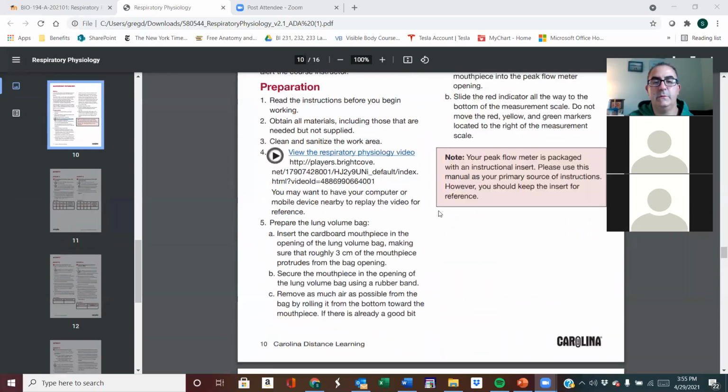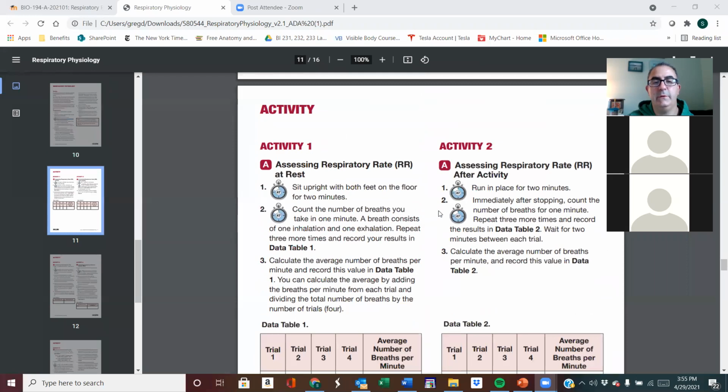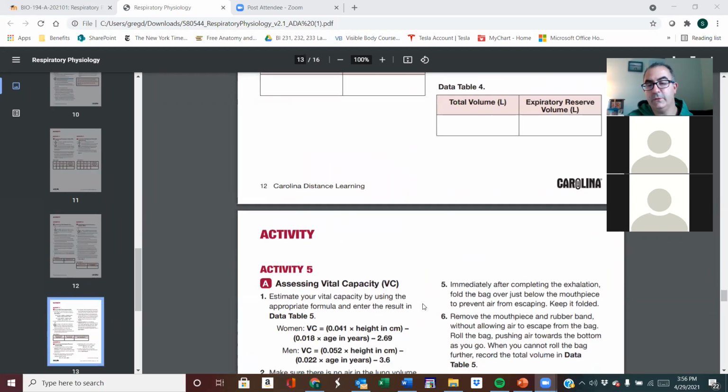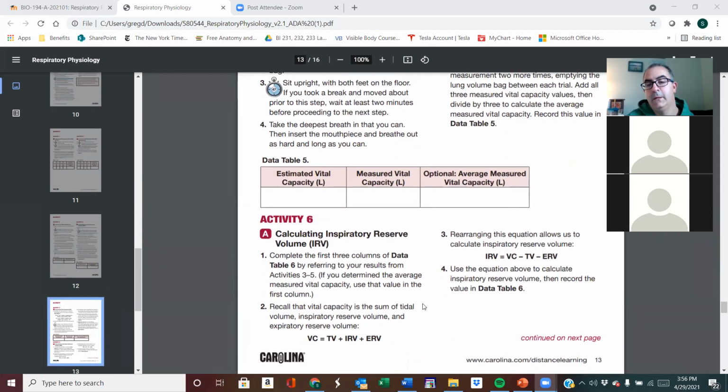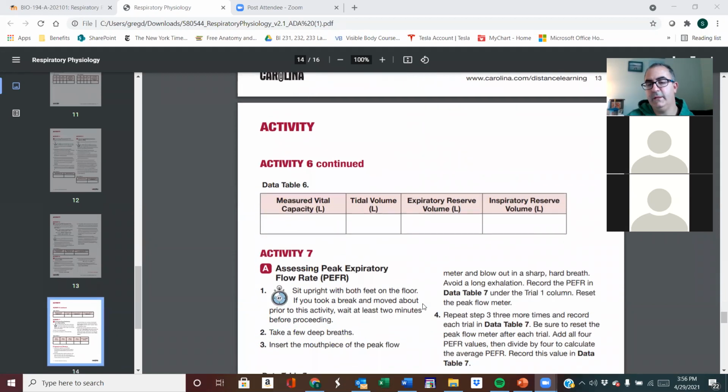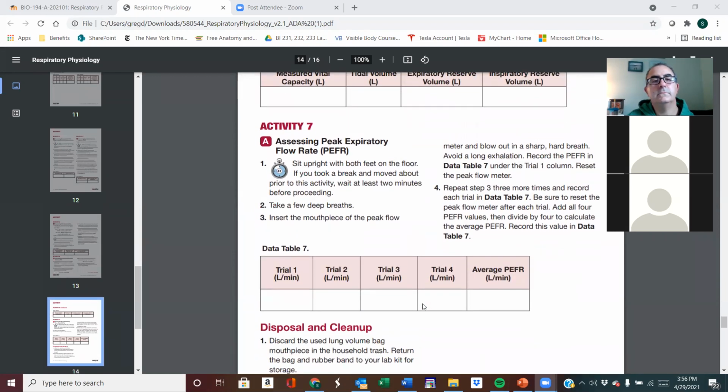So you could write, for example, respiratory rate, trial 1, 2, 3, 4, average. Right? Okay. Activity 2, activity 3. You could do that for each activity, and then just take a picture with your phone of your notebook page and just upload that picture. That's fine. Oh, okay. I think I can make that with Excel. Okay. All right. Thank you. You can do that too, yeah.